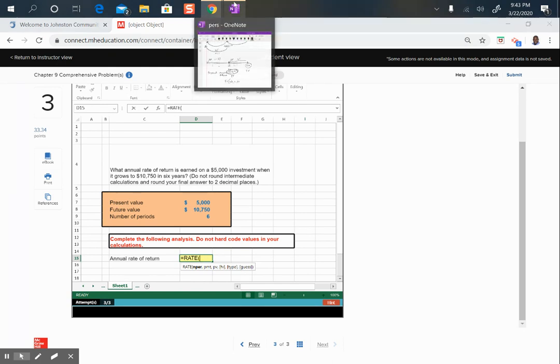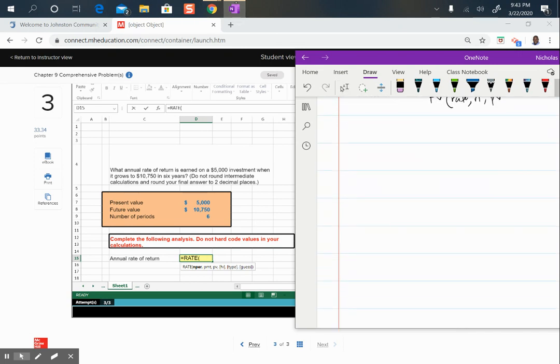If you think about it using a timeline, we are looking at an investment of $5,000 here, and this amount grows to 10,750 over a period of 6 years. So 1, 2, 3, all the way to 6 years. We don't know the rate, but we know this amount will grow from 5,000 to 10,750. So we know that our N is 6. What we don't know is that rate. So this is what we are looking for.